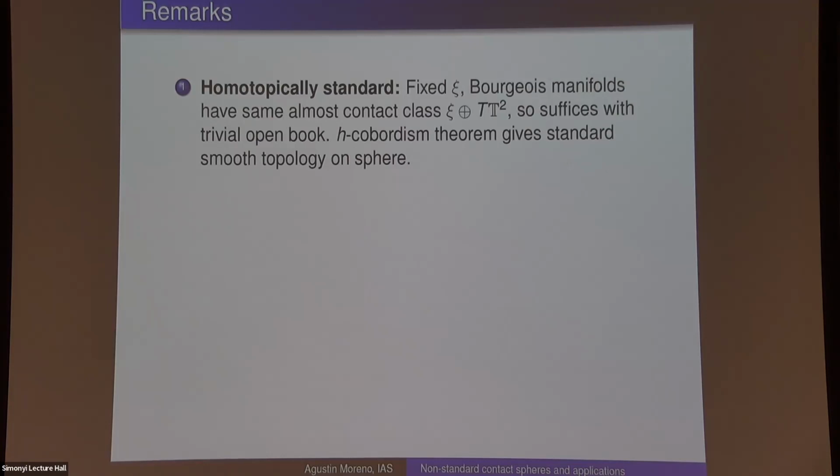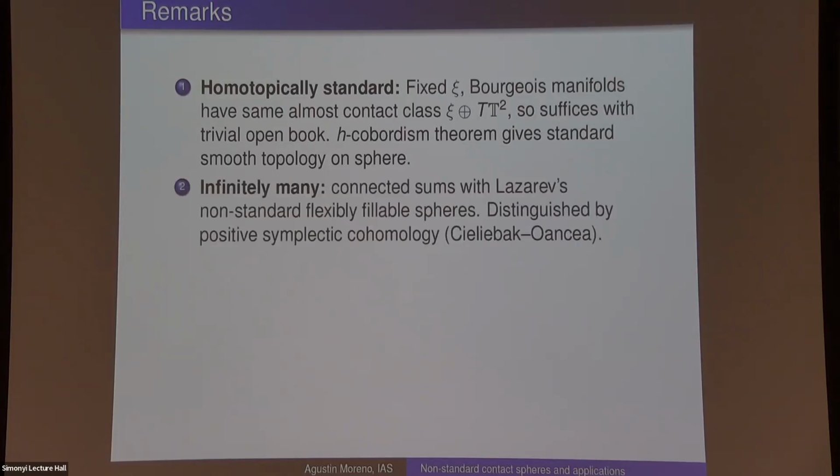So when you do the surgeries, you can check that at the end of the day you get the standard almost contact class of the sphere. And you also have to use the h-cobordism theorem to say that you have the actual standard smooth topology of the sphere at the end of the day. For infinitely many, you can take connected sums with the examples of Lazarev of non-standard flexibly fillable spheres, and those are all distinguished by a positive version of symplectic homology as introduced by Cieliebak-Oancea. You need to first check that it's well defined, and this is why we need this c1 condition. You can check that if you have this index positivity condition, there's a well-defined positive symplectic homology for a contact manifold.